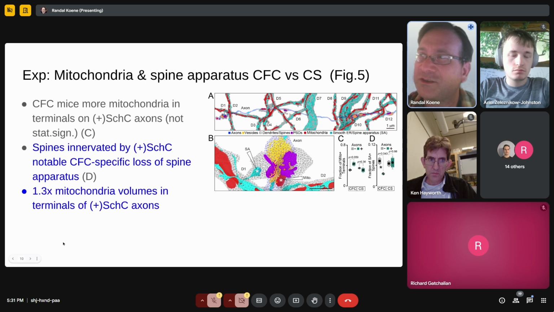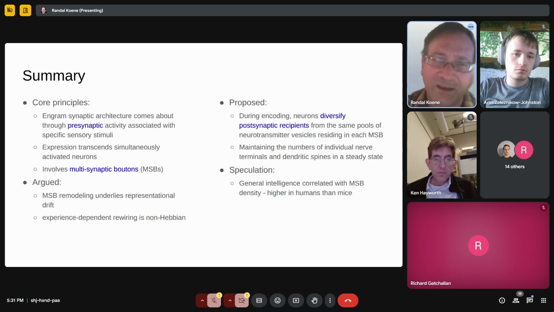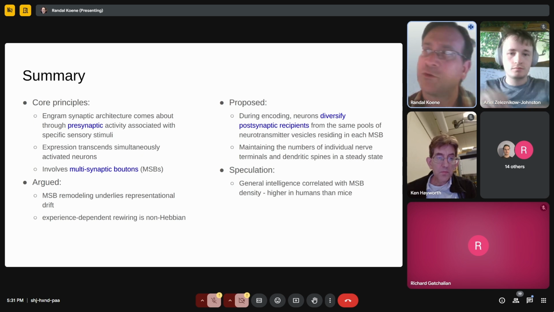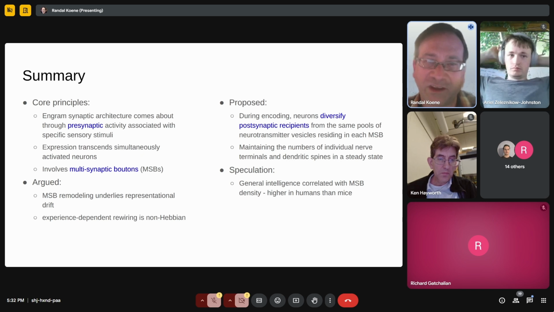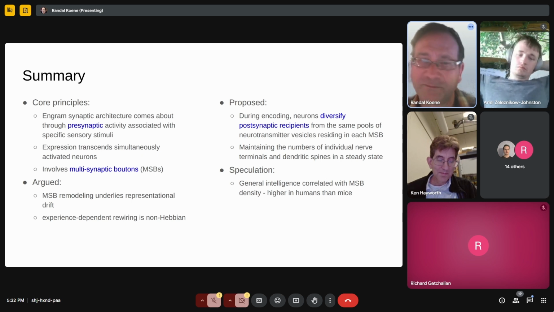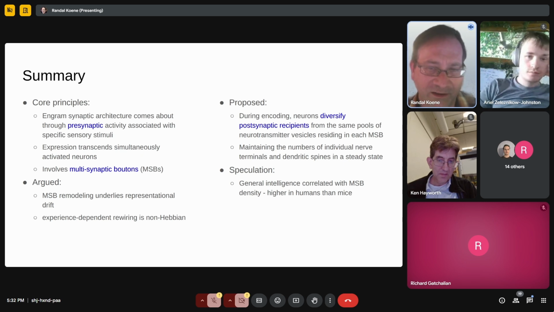So now that we've gone through each of the experiments, we get to a summary. And they list out several core principles. Engram synaptic architecture induction is driven by presynaptic activity associated with specific sensory stimuli. Their expression transcends simultaneously activated neurons. They involve multisynaptic boutons. They then suggest that multisynaptic bouton remodeling underlies representational drift, and it's still not entirely clear to me that they made a solid case for that.